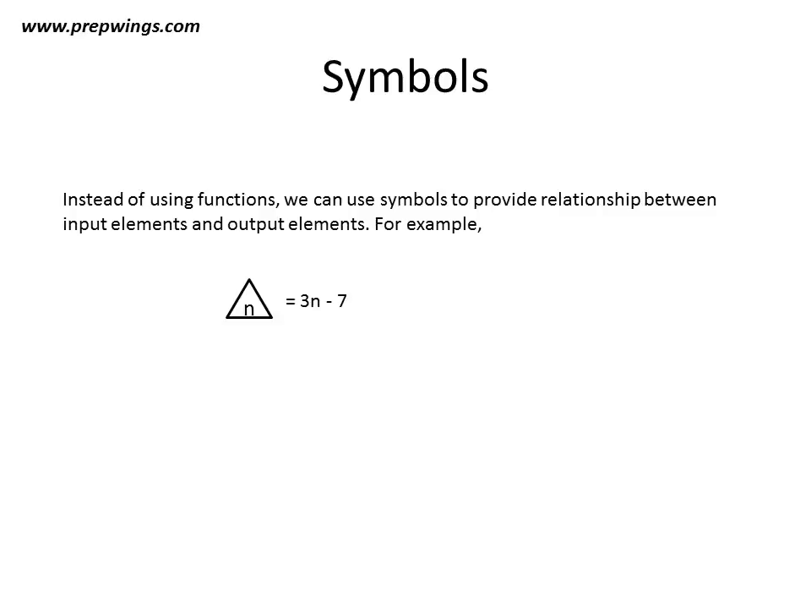Now we will look at symbols. So instead of writing a function, I can use a symbol for a function. We'll see how. So a triangle, and inside the triangle n is written. This symbol means 3n minus 7. I could have directly written some function as f of n equal to 3n minus 7, but instead of that, I'm giving a symbol. So a triangle with n inside has to be interpreted as 3n minus 7. So if n equal to 4, the value of the triangle with 4 inside will be 3 into 4 minus 7, which is equal to 5.